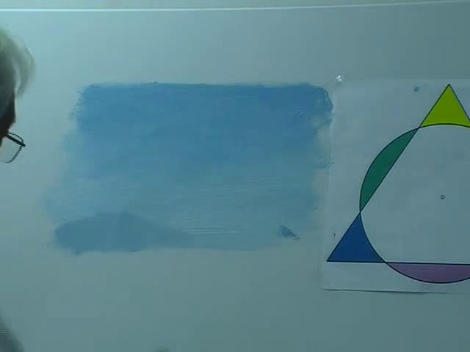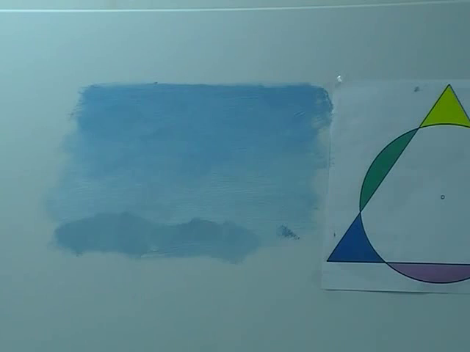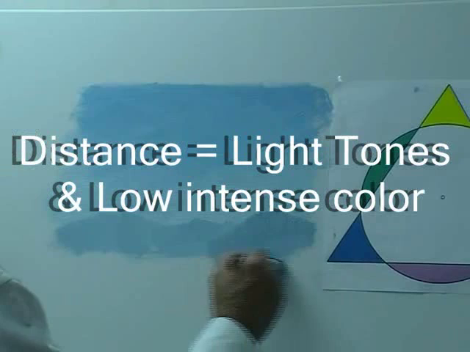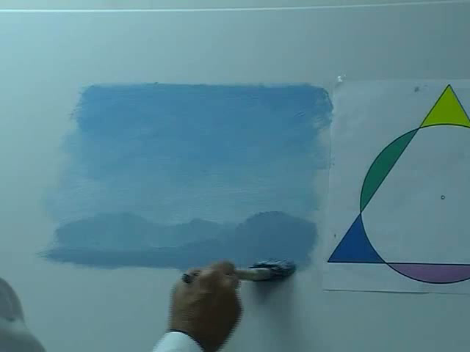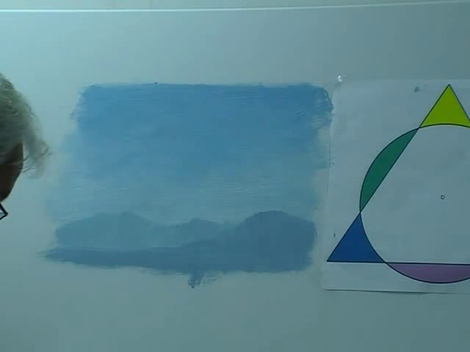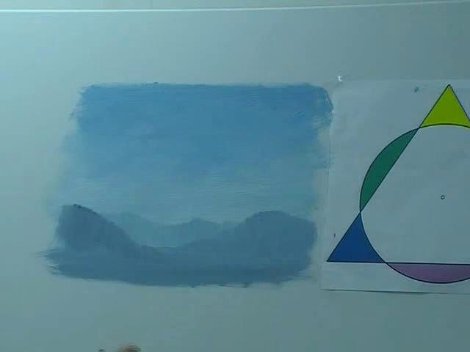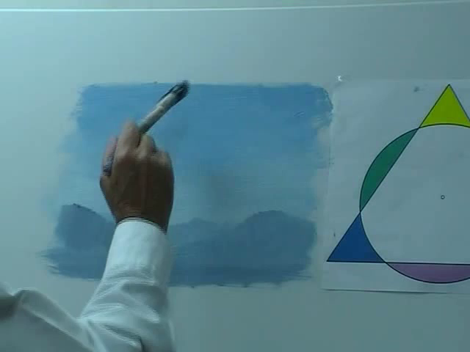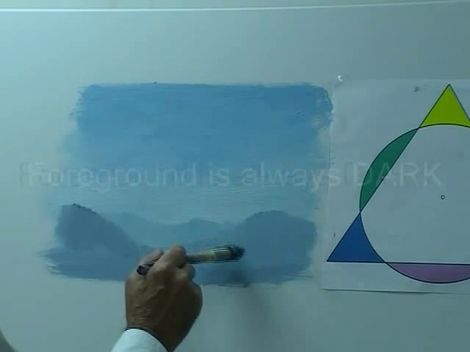There is a light mountain range, and we increase the tone and the intensity as we come forward. We put another mountain in, just very roughly to get the idea. And that is the basis of a landscape. The sky starts very dark, it goes lighter. The distant mountains are light, and it gets darker as it comes forward. And right at the foreground, it is always dark.